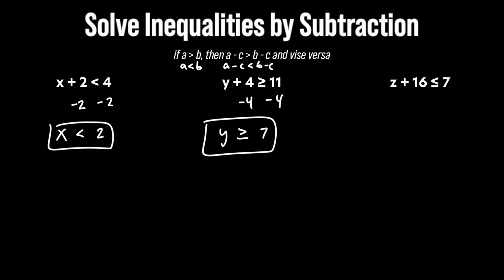And for the last one, z plus 16 is less than or equal to 7. So we're going to subtract 16 from both sides to get z is less than or equal to negative 9. As you see, solving inequalities by subtraction is pretty straightforward, as the inequality symbol doesn't change. It's basically equivalent to just having an equal sign in solving the equation.